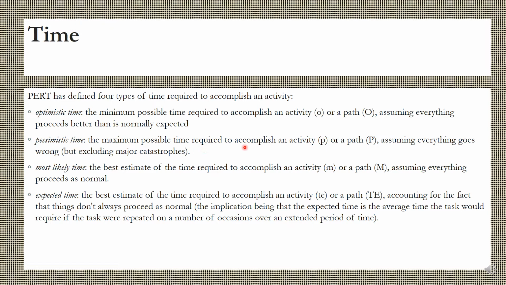Pessimistic time is the maximum possible time required to accomplish an activity, assuming everything goes wrong. Most likely time is the best estimate of time required to accomplish an activity or path, assuming everything proceeds as normal. Then expected time is the best estimate of time required to accomplish an activity or a path, accounting for the fact that things don't always proceed as normal. The implication being that the expected time is the average time the task would require if the task were repeated on a number of occasions over an extended period of time.